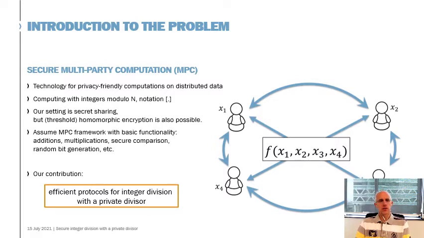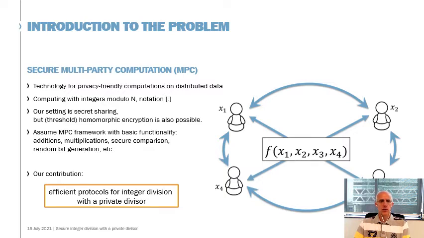So the setting we are talking about is MPC. You see a picture about MPC, 4 players, each having their own data. Together they want to compute some kind of function, but they don't want to reveal the data to each other, and they want to be sure that f is computed correctly. This can be done with MPC.